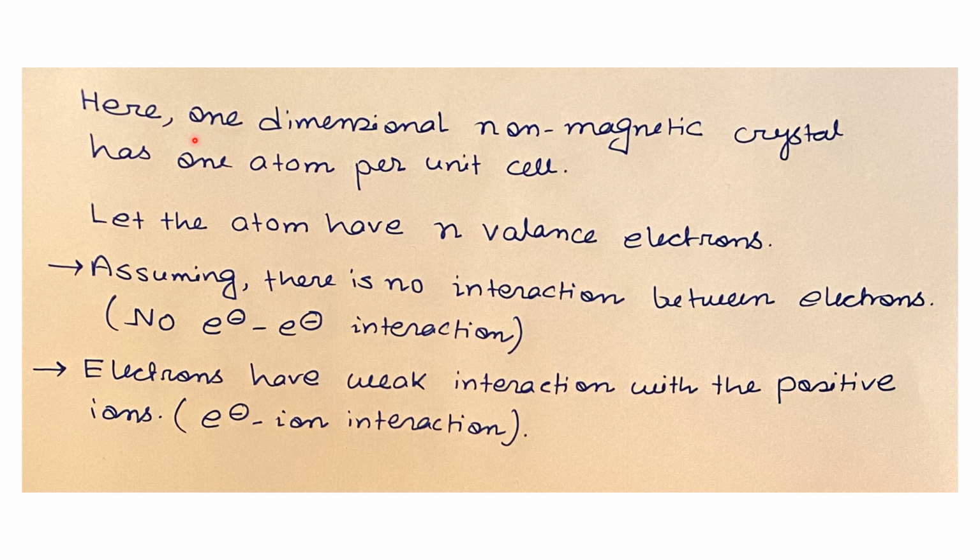So, here we are given a one-dimensional non-magnetic crystal that has one atom per unit cell. Let the atom have n valence electrons. Now, there are two assumptions we have to consider according to the question. Those are, there is no interaction between electrons, so no electron-electron interaction. And the second assumption is electrons have weak interaction with the positive ions, that is electron-ion interaction. So, these are the assumptions basically we consider in the free electron theory of metals.